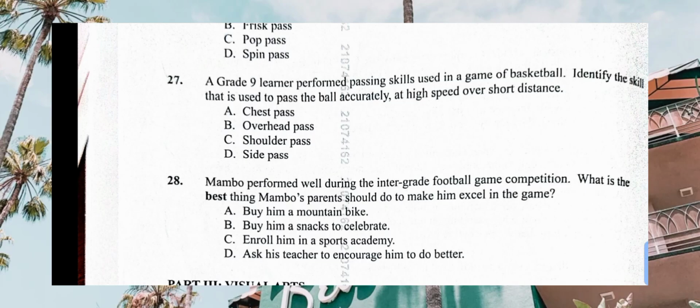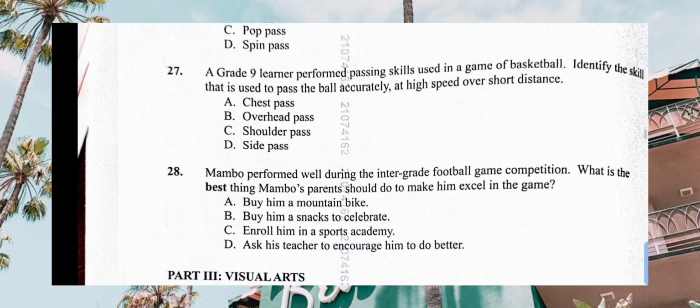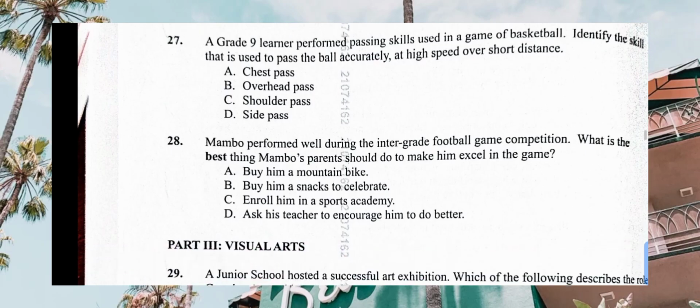We need the ball to be accurately, then at high speed. Identify the skill used to pass the ball accurately at high speed over short distance. Accurately, high speed, that one can be chest pass. Do you have chest pass there? Yes, the correct answer is A.